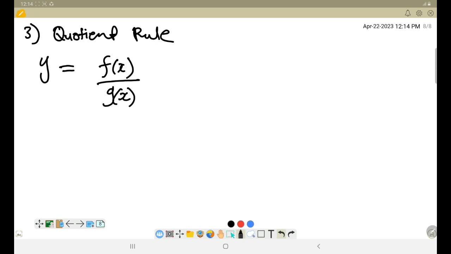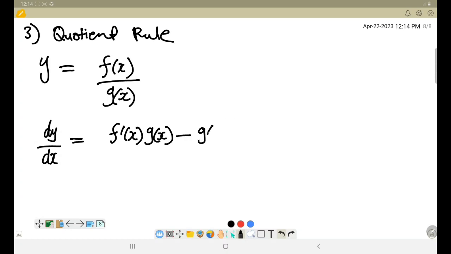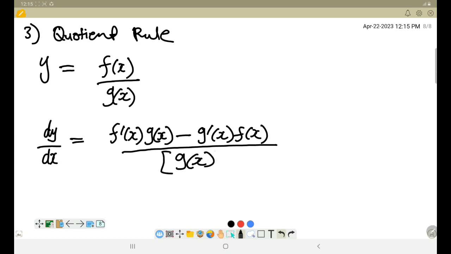Then when you want to find dy dx for this function, you must differentiate the top function first, then you multiply by the bottom function, then minus. Now you differentiate the bottom function, then you multiply by the top function. All over, you must square the bottom function. So that's what you do with the quotient rule.